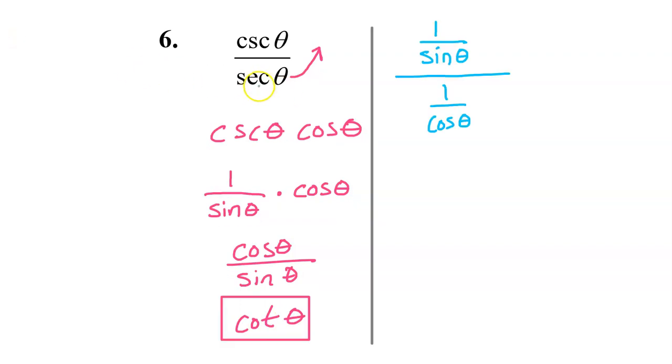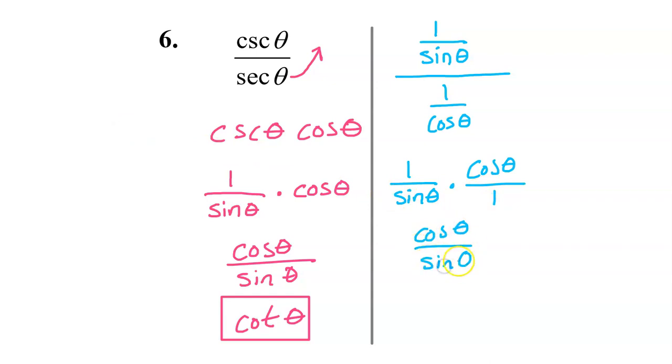If you are not comfortable with bringing up the secant and turning it into a cosine, you can rewrite cosecant as 1 over sine and rewrite secant as 1 over cosine. Then, when you divide by a fraction, you multiply by the reciprocal. When you multiply these together, you get cosine theta over sine theta, which again is cotangent theta.